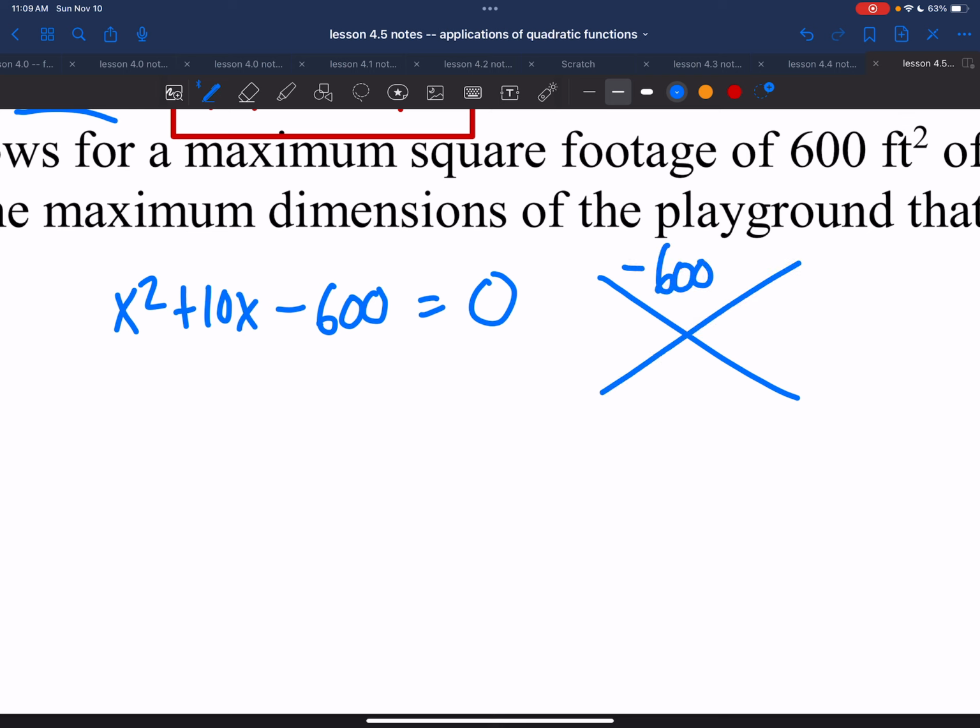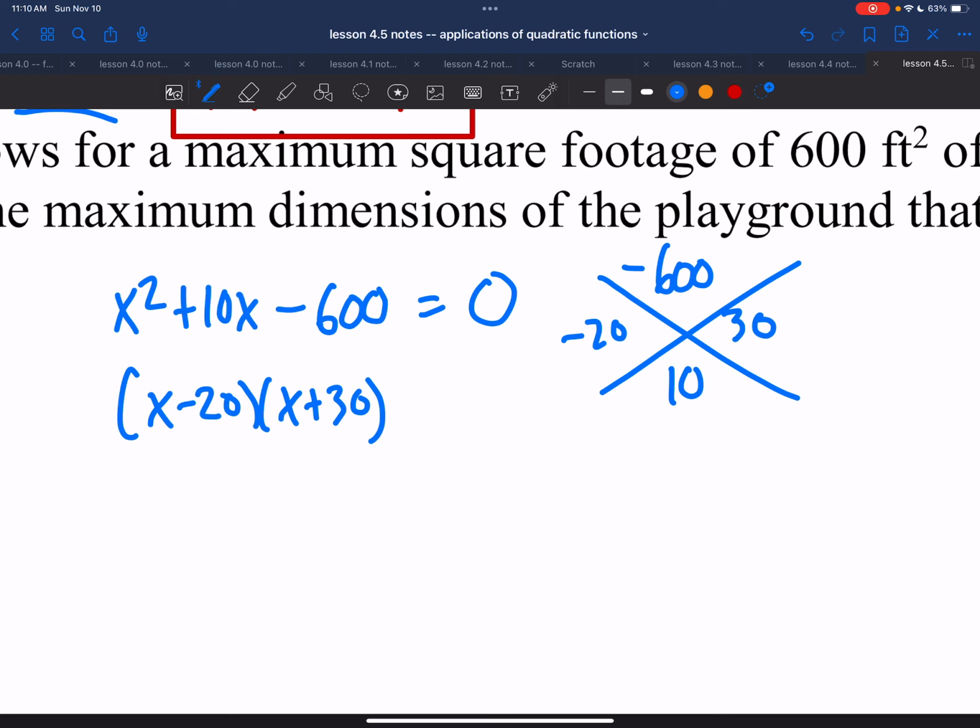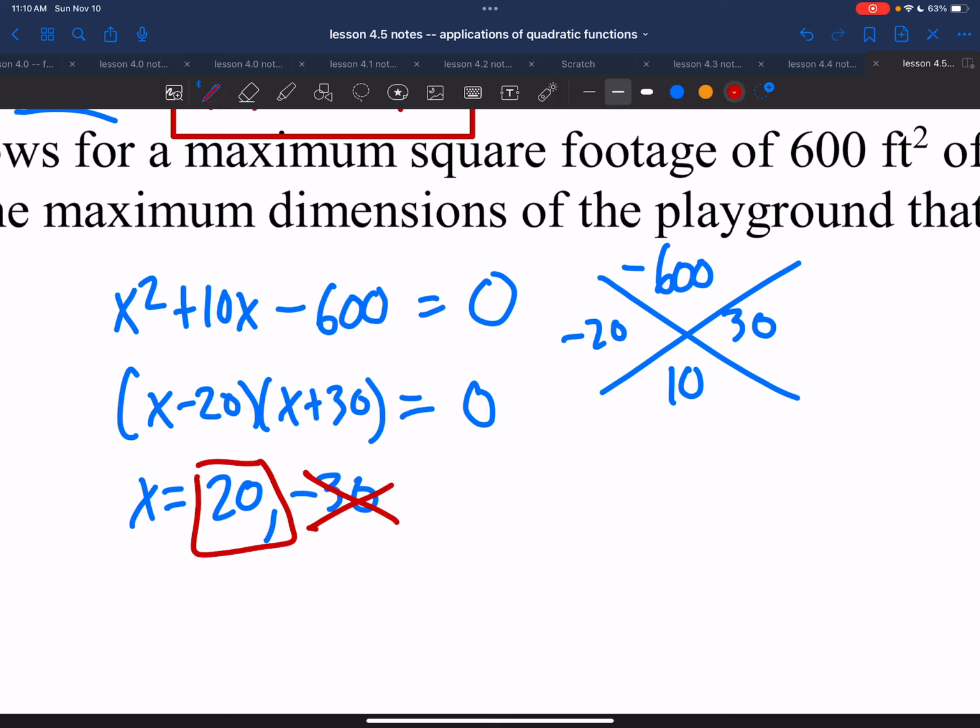Are there two numbers that multiply to get negative 600 that add to get 10? Sometimes students say, 60 and 10, but that makes 50, right? Then you say, what about 20 and 30? And if you made it negative 20, then this would factor as x minus 20, x plus 30, which will get you plus 10x and minus 600, right? That means the roots, or the answers, the solutions, are positive 20 and negative 30. But of course, negative 30 as a width doesn't make sense, so we reject that and say x is 20.